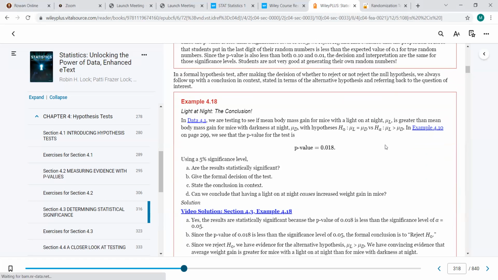Here was the light and dark group, where we had a p-value of 0.018. I think mine was maybe slightly different than this, but it doesn't matter. What was done in the book with the randomization hypothesis test, they came out with a p-value of 0.018. Now, suppose alpha is 0.01. Do we reject or not reject the null hypothesis?